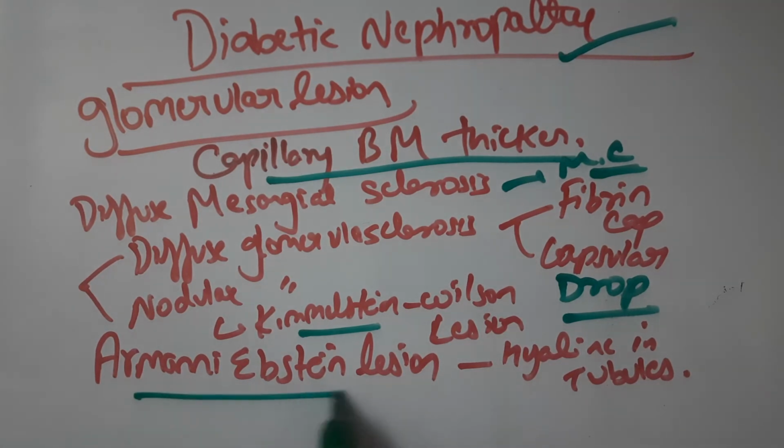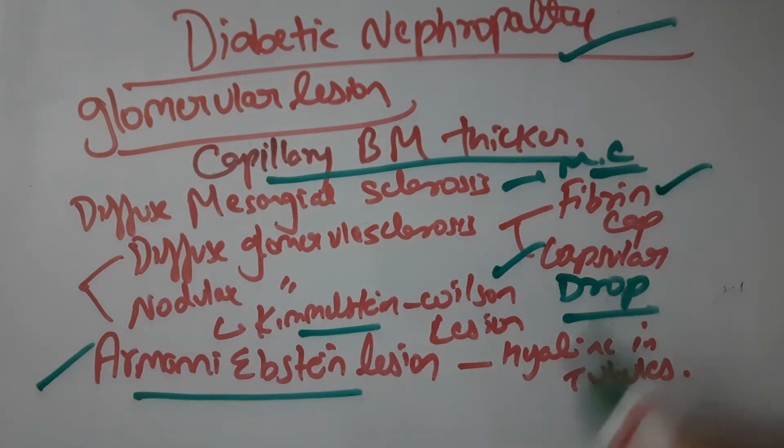Then there is Armanni-Epstein lesion, which is hyaline membrane in the tubules. So it's very easy to remember. अगर hyaline membrane tubules के अंदर है तो उसे Armanni-Epstein lesion कहेंगे. अगर hyaline membrane Bowman's capsule से चिपकी हुई है तो इसे कैप्सूलर ड्रॉप कहेंगे. अगर hyaline membrane कैपिलरी की लूप में है तो उसे फाइब्रिन कैप कहेंगे.